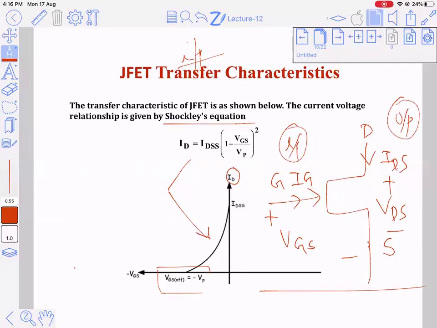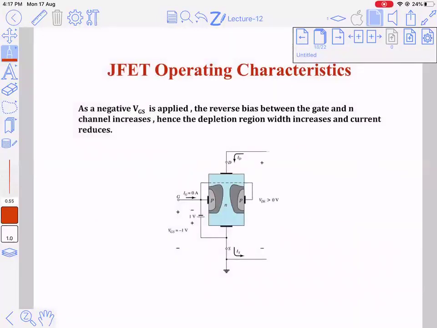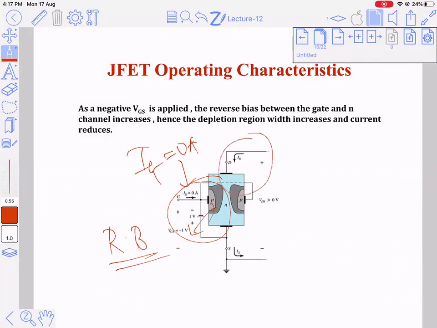In the input section, I should be plotting VGS versus IG. But as I mentioned in the previous lecture, gate current is 0. Why is gate current 0? Because the PN junction is reverse biased. These are very, very important for your viva. The PN junction diode is reverse biased, right? That is why you have no current. That's why the gate current is written as 0. IG is 0 ampere.